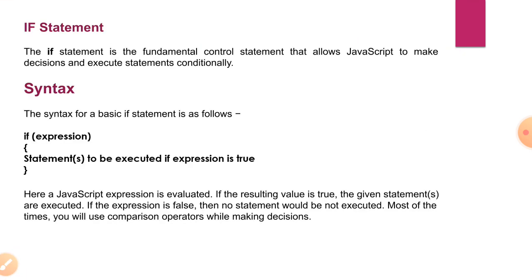So the if statement has three forms, as I told you. First is the if statement. The if statement is the fundamental control statement that allows JavaScript to make decisions and execute statements conditionally. So it will execute the statements according to the condition. First of all, it will check the expression.